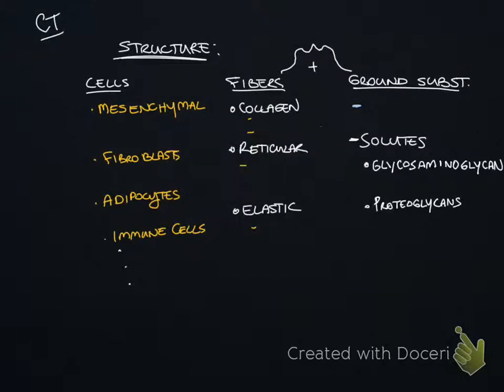Let's take a look at connective tissue structure, and this is just general across connective tissue. Let's start with the fibers and ground substance. And if you remember, this makes up the matrix. As far as fibers go, we have collagen, reticular, and elastic. Collagen gives connective tissue strength. So collagen fibers are strong and not very stretchy.